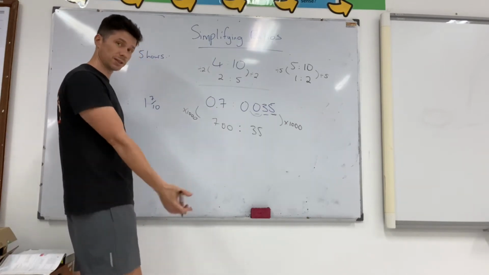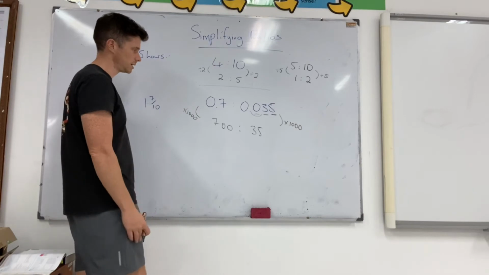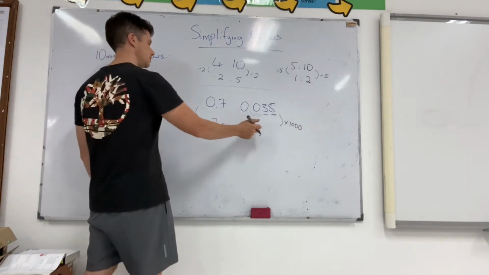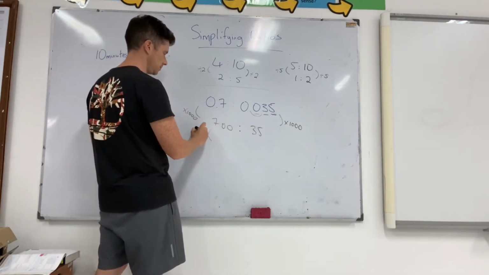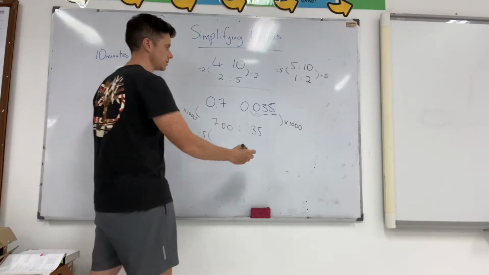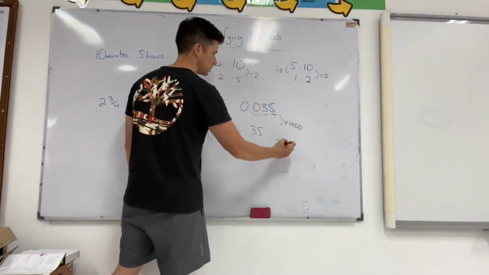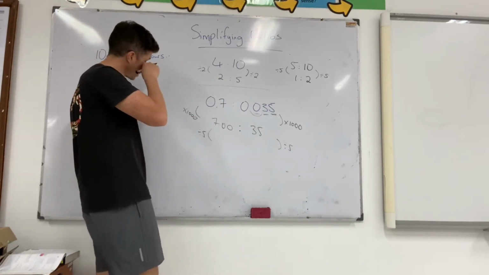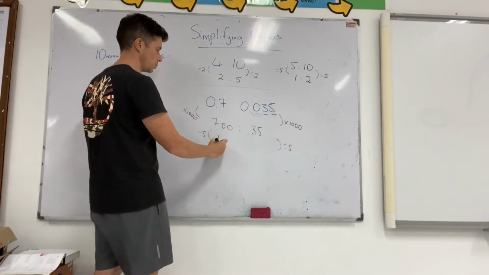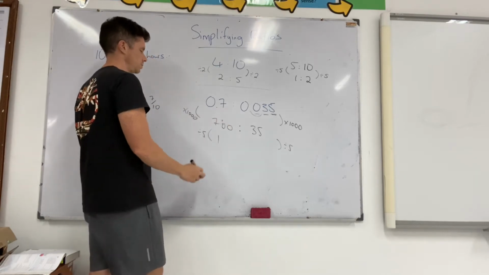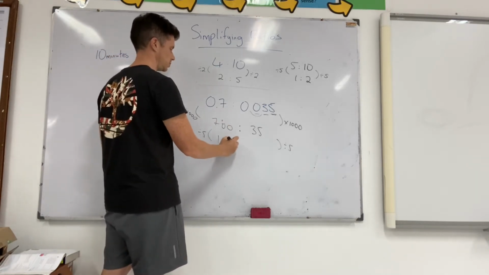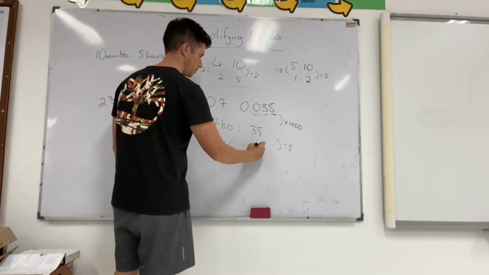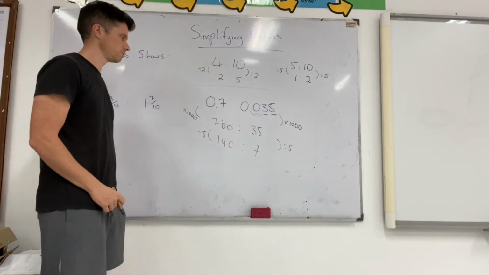Can I simplify this even further? Yes, of course I can. I can see that they end in a 0 and 5, so that means they're divisible now by 5. So as long as I do the same thing to both sides, it's okay. So if I divide this by 5, I get, well, 5 into 7 goes once, carry the 2, 5 into 20 goes 4 times, and there's the remainder, you can do that on the calculator, 140 and 7.